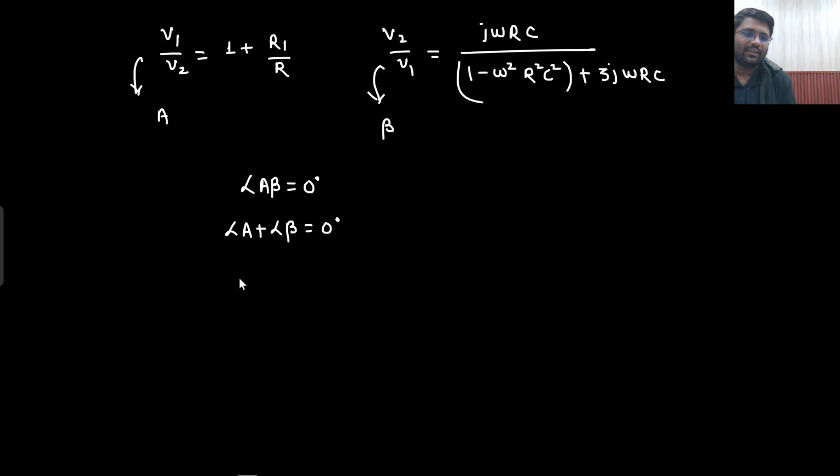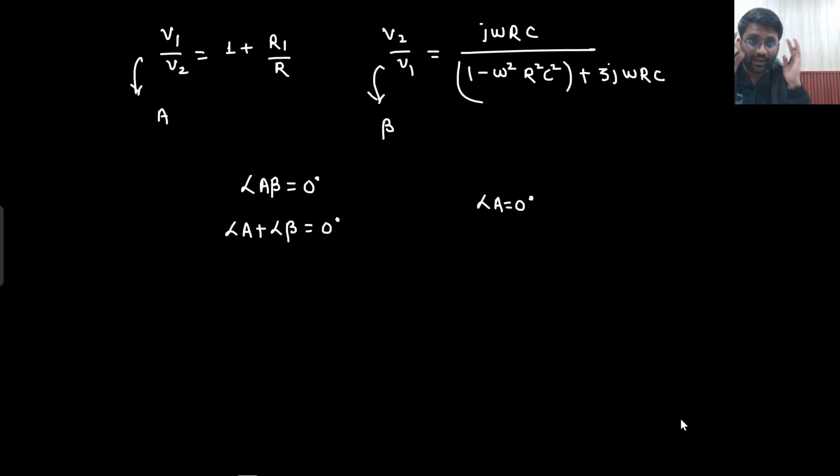How much angle is this providing? 1 plus R1 by R will be a constant value. R1 will be a constant value, R will be a constant value. That means it is having no phase. What is the angle of A? That is 0 degree. That means how much angle would you be expecting from beta as well? You need 0 degree angle. If you need 0 degree angle, I will find out its angle and then put it equal to 0.